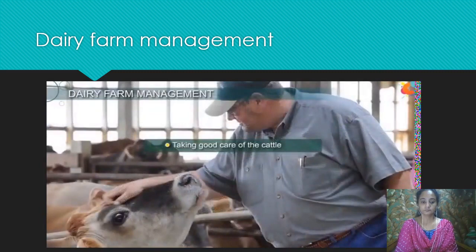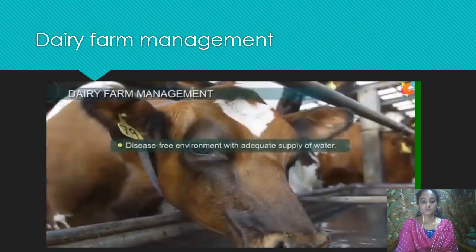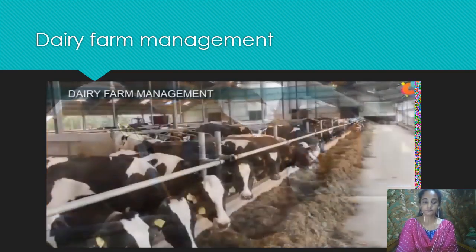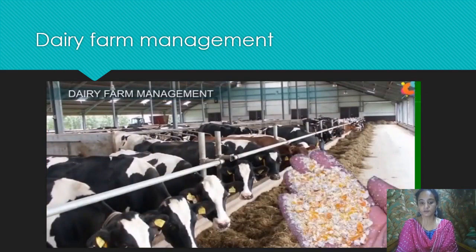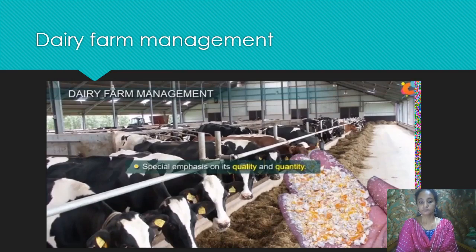First is taking good care of the cattle. They should be well housed and kept comfortably. The place should be maintained in a disease-free condition with adequate supply of water. Next important thing is selection of proper cattle feed. The proper scientific procedure should be followed for choosing the feed of cattle with special emphasis on its quality and quantity.